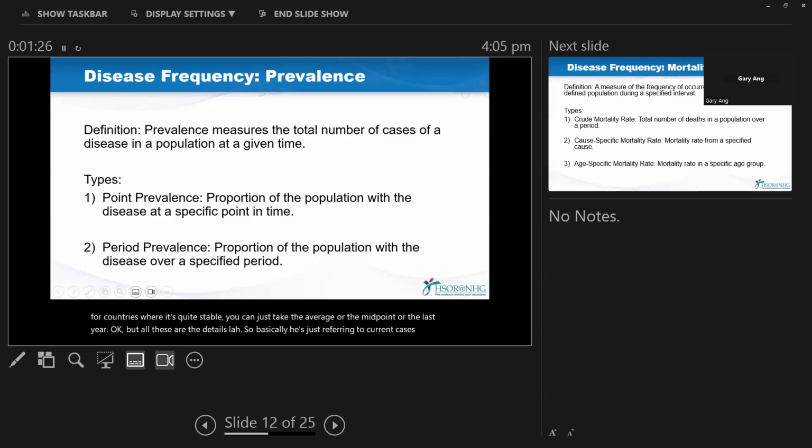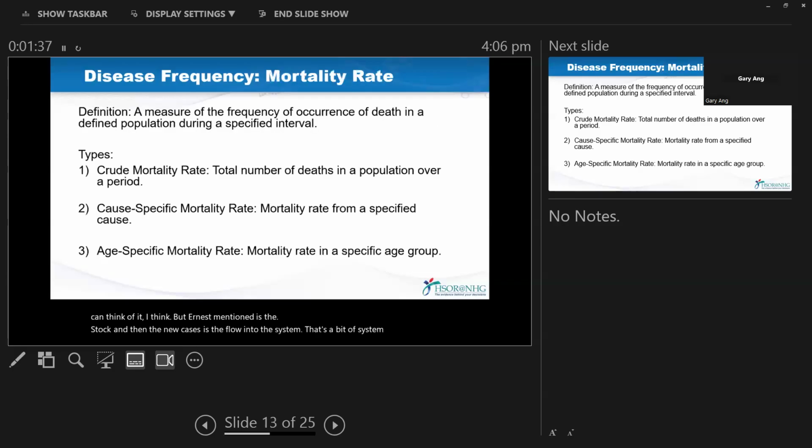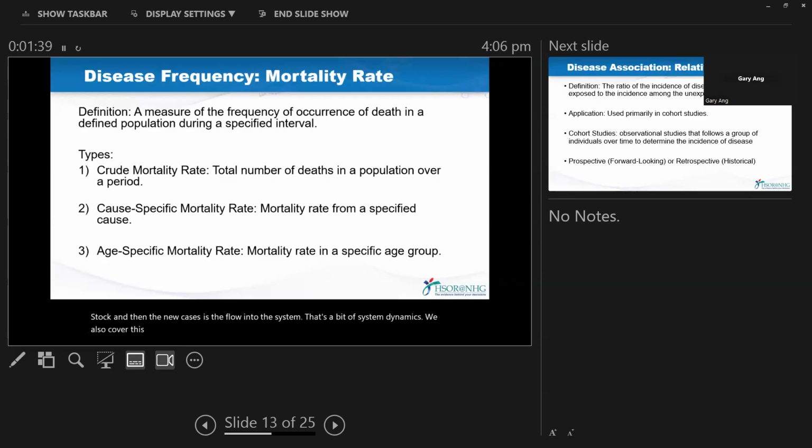So you can think of prevalence as the stock, as Ernest mentioned, and the new cases as the flow into the system. There's a bit of system dynamics. We also covered mortality rate. When I talk about mortality rate, a lot of times it's crude. Crude is unadjusted. A lot of times when we talk about mortality rate, we need to look at age adjustment.